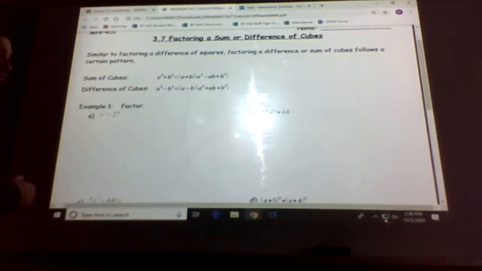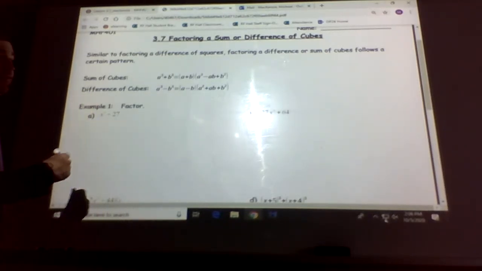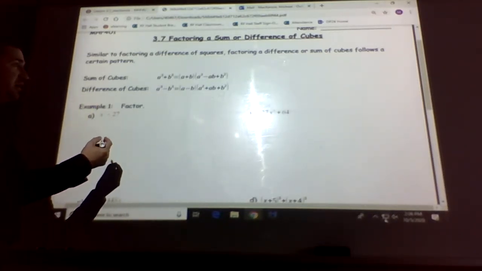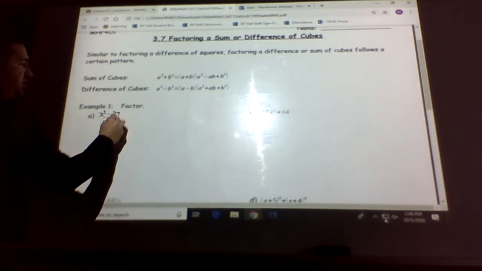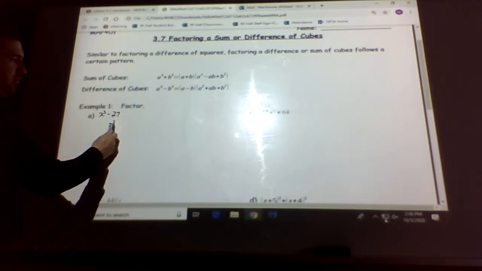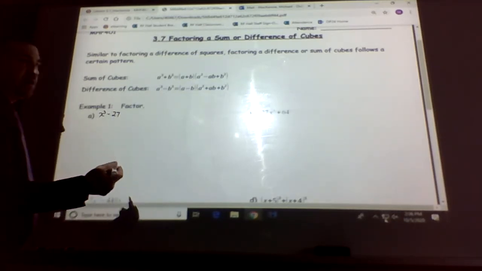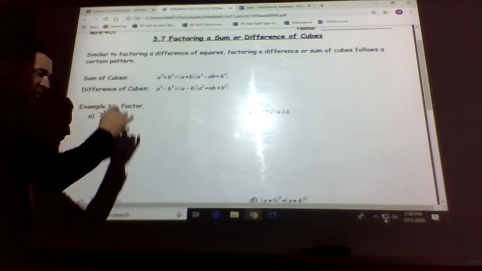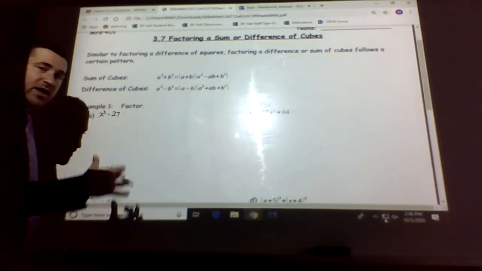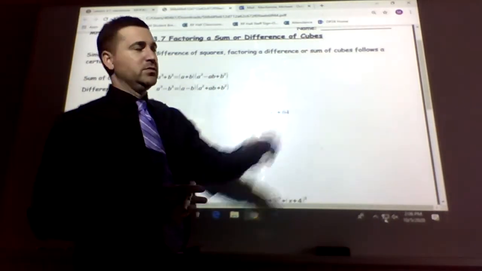What a difference of cubes or a sum of cubes looks like is just x to the power 3 minus 27. So we have two terms that are to the third degree, so we could usually cube root each of them. If we could cube root both terms, then we could do the difference or sum of cubes.